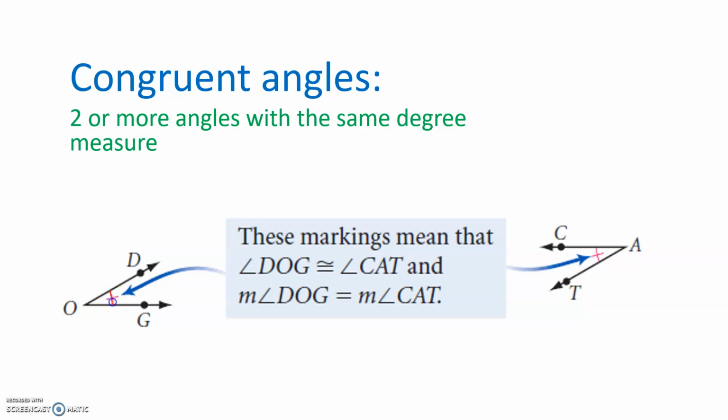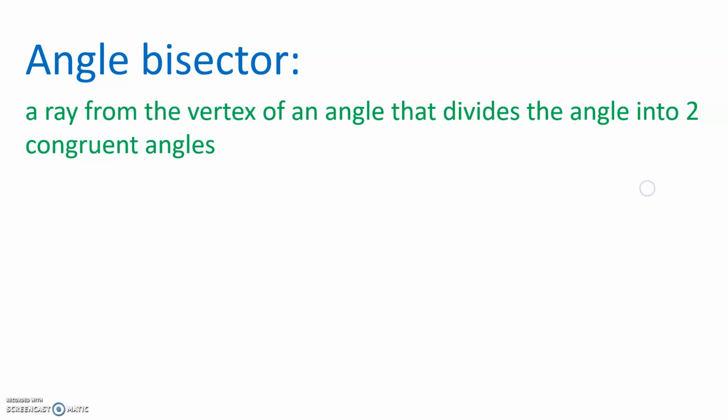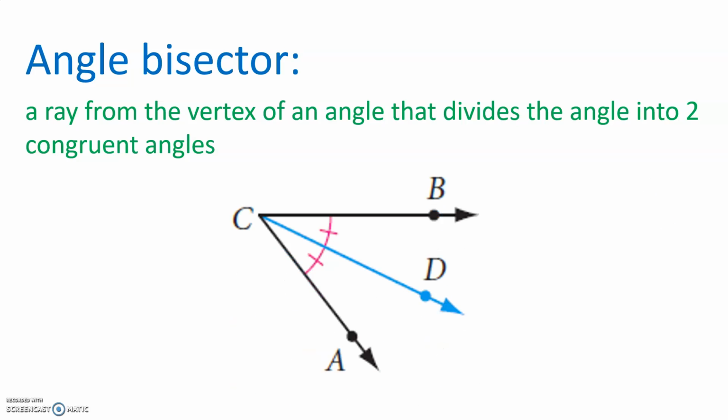Notice how they have a little arc mark there, and then they have a tick mark. So the same tick mark over here. If you want, you can use 2 tick marks. If you want, you can use 3 tick marks each to show. It doesn't matter. An angle bisector is a ray that goes from the vertex of an angle.